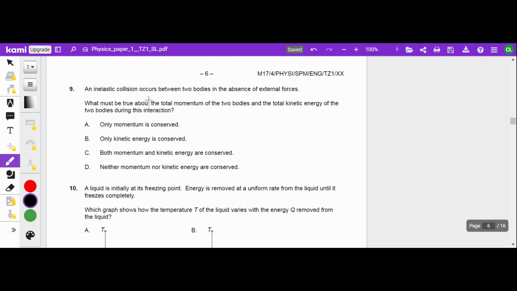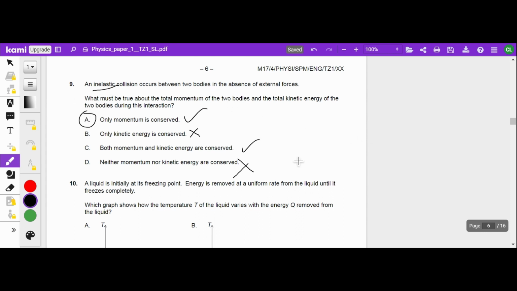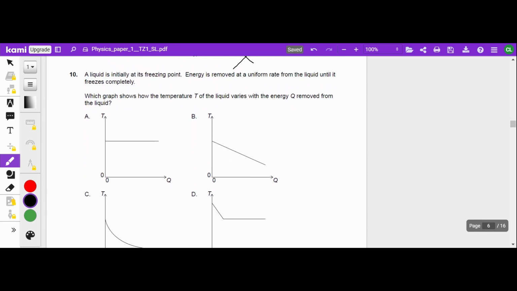An inelastic collision occurs between two bodies in the absence of external forces. What must be true about the total momentum of the two bodies and the total kinetic energy of the two bodies during this interaction? Well, momentum is always conserved regardless, so that's crossed out. And because it's inelastic, kinetic energy is not conserved within the two bodies itself. So it's just A. Only momentum is conserved.